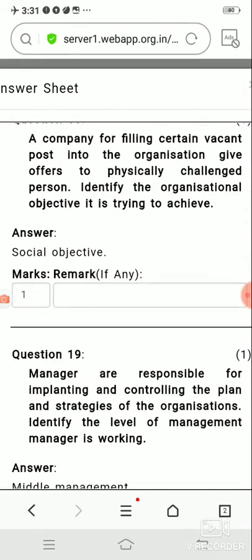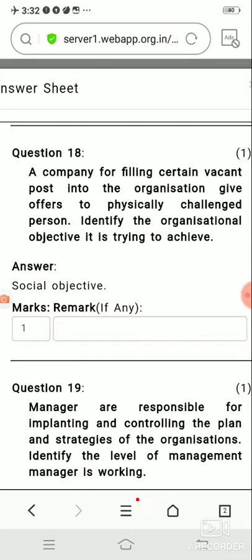Now next question is, a company for filling certain vacant posts in the organization gives offers to physically challenged persons. Identify the organizational objective it is trying to achieve. So their objective is not to earn profit, their objective is to provide social benefit to the physically challenged people. So here the objective is the social objective.